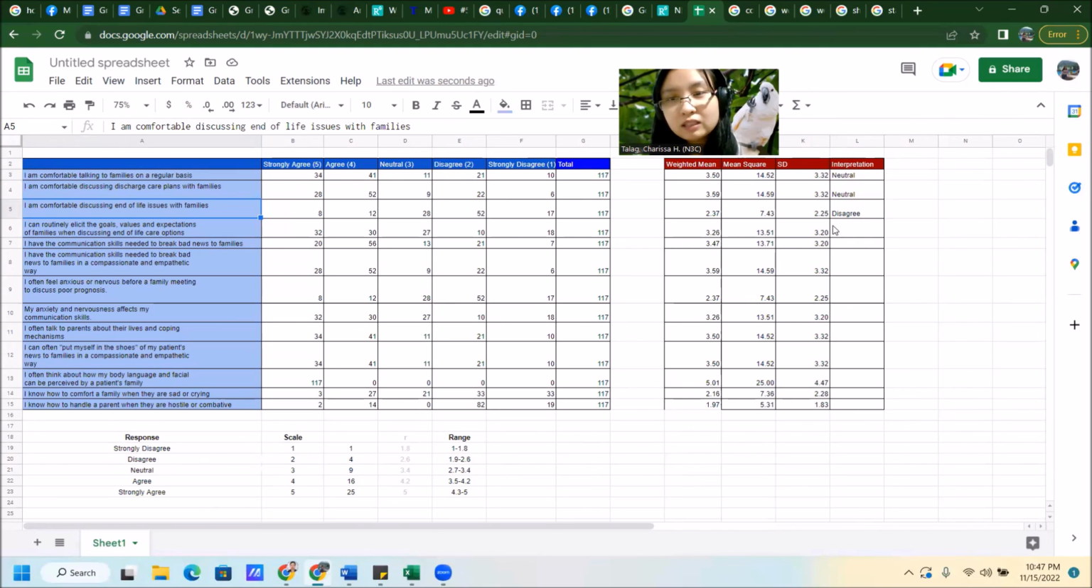So, yun yung gagawin natin up to the last question. So, ito na yung making data analysis natin. We're gonna use the statistical method of weighted mean. So, ganito yung gagawin natin.